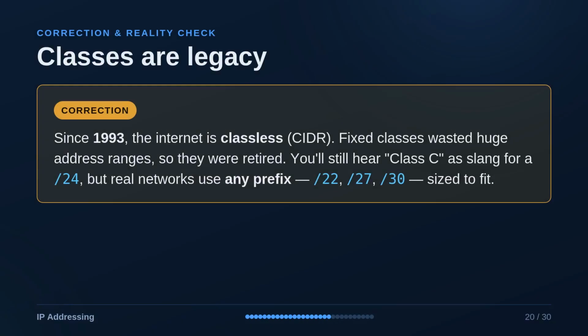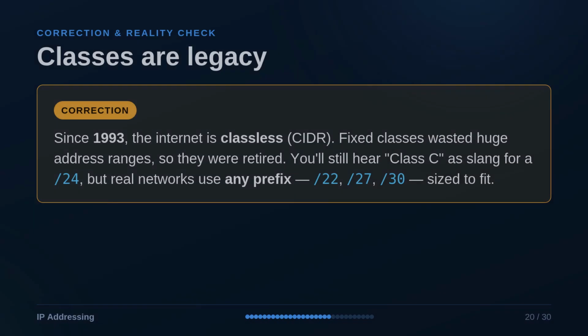Now the most important correction in this whole video. Classes are history. Back in 1993, the internet replaced rigid classes with classless addressing, CIDR, because classes wasted enormous numbers of addresses. Today you will not design a network by class. You use a prefix length, any prefix length, that fits exactly the size you need.